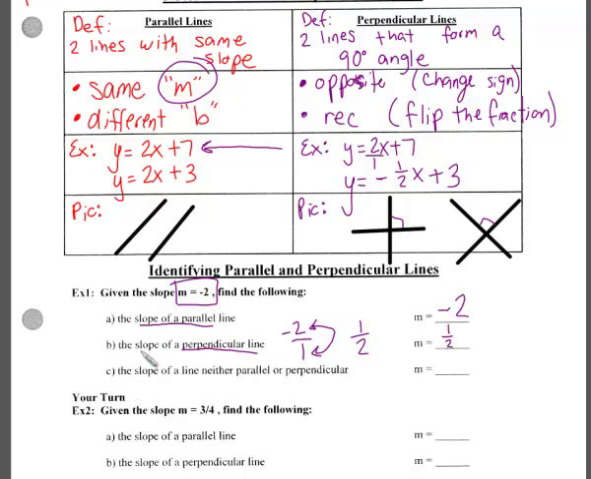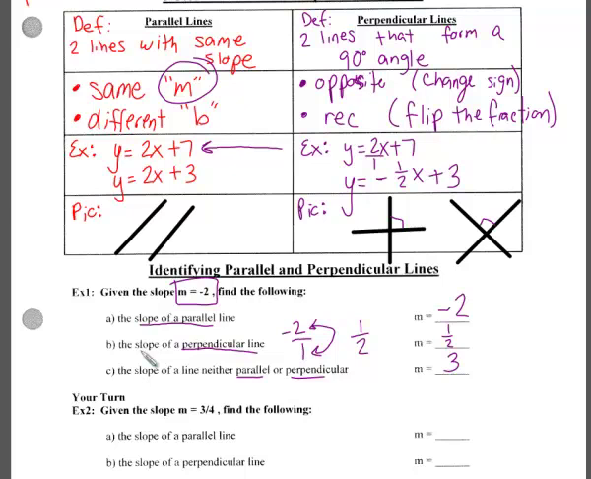Now the slope of the line neither parallel nor perpendicular. So now you can pick any number, any fraction that is not equivalent to negative 2 or positive 1/2. So I'm just going to go with something simple like 3.